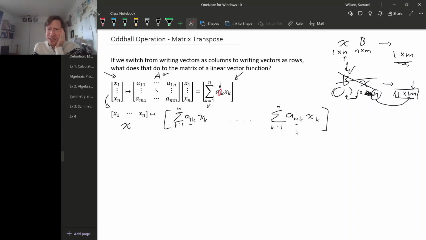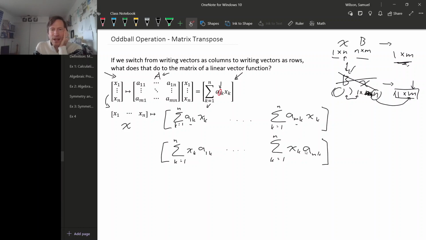So maybe what we should do is switch the indices, right? Since the matrix product we know we need is x times a matrix, let's turn these around. So the sum from k equals 1 to n of x sub k a sub 1k, up to the sum from k equals 1 to n of x sub k a sub m k.